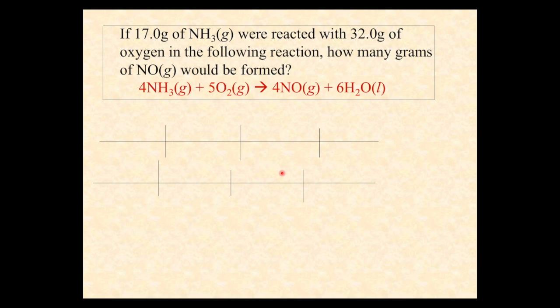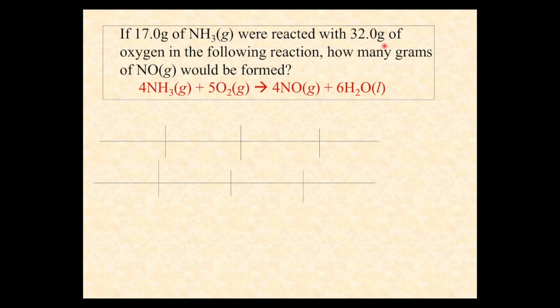There is another option you can do if that is still boiling your brain. You can just do the 4-step process twice, and just choose the smallest answer. For example, if we had 17 grams of ammonia reacted with 32 grams of oxygen in the following reaction, how many grams of NO would be formed?